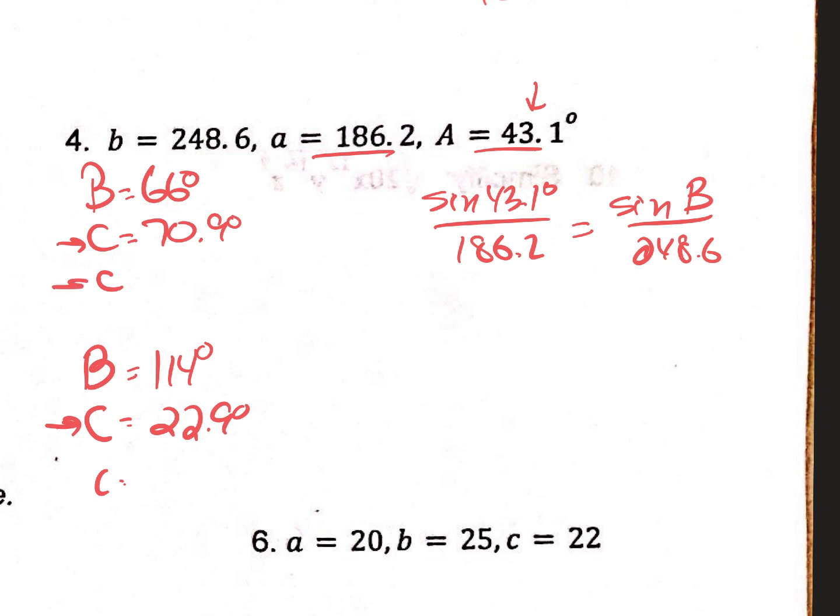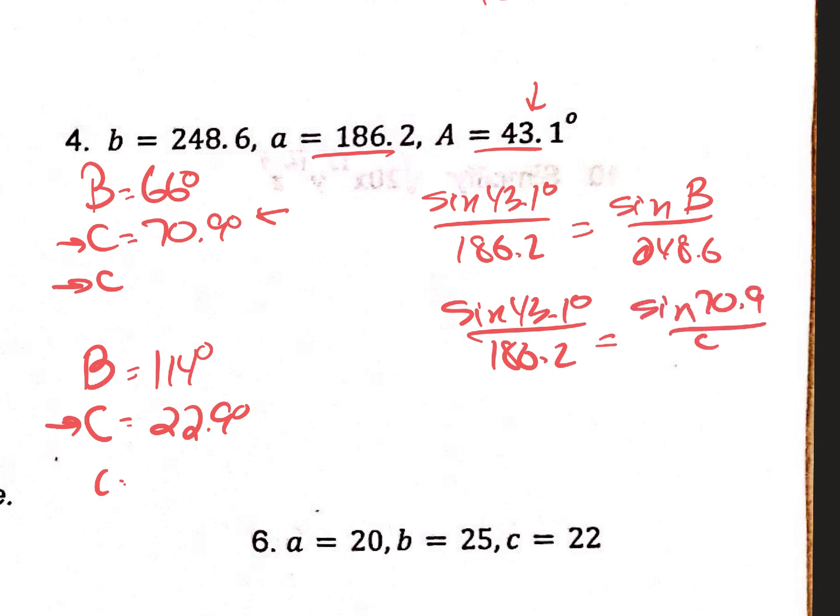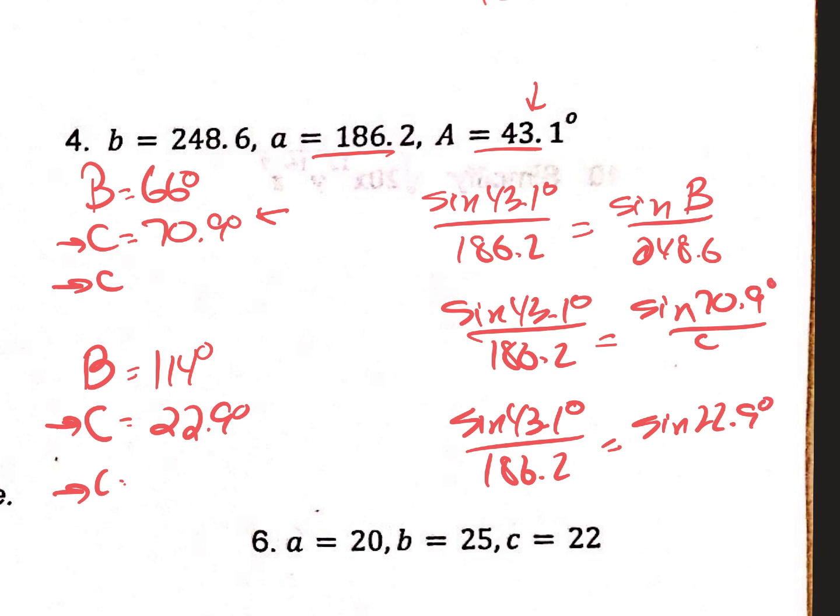Now, to find this little c, I'm going to use the big C that is with it. So I'm going to do the same sine 43.1 degrees over 186.2, except this time sine of 70.9 over little c. I'm going to punch it in in just a second. To find this little c down here, I'm still going to use sine 43.1 degrees over 186.2, but this time I'm going to use the sine of 22.9 over little c. So I'm going to take a second, punch both of these in, and I'll come back and put the answers down.